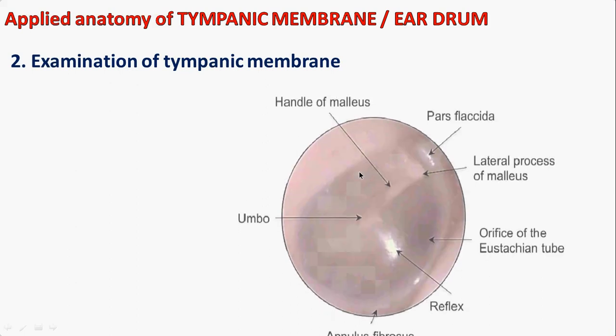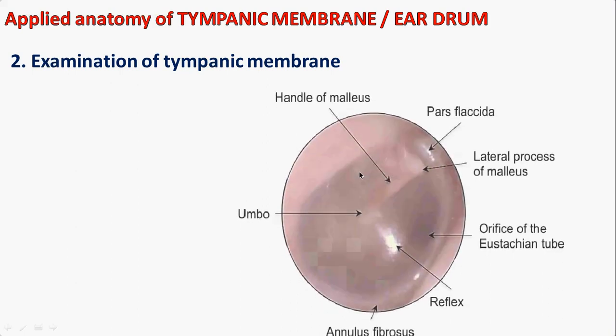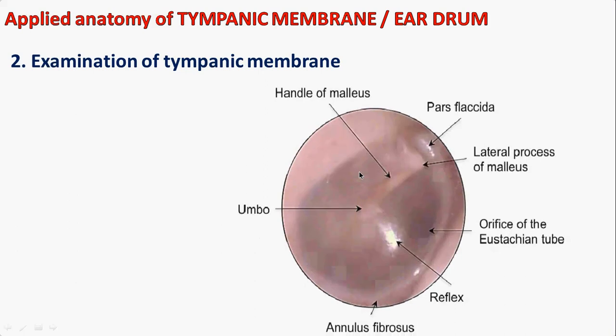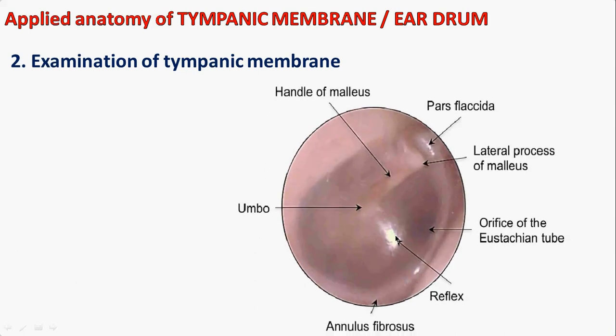Okay, we are observing the tympanic membrane with the otoscope. This type of structure you can see that we have discussed already. This is the handle of malleus, pars flaccida, pars tensa. This is a reflex, this is the umbo. Okay, thank you so much. In the next part we will see about the middle ear and the inner ear.